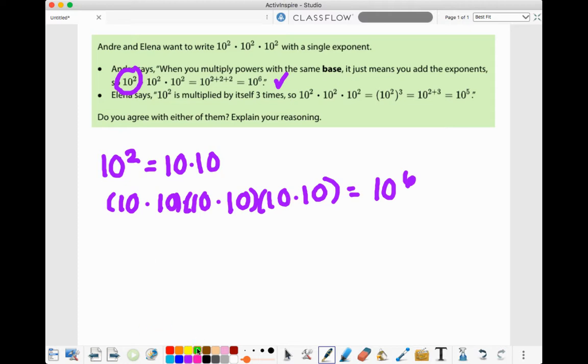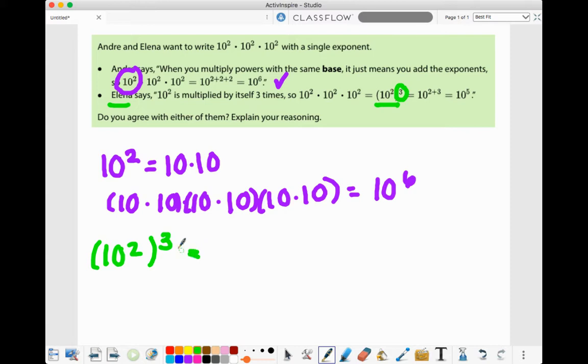But now let's consider what Elena said. So Elena said that we have 10 squared multiplied by itself 3 times. And so since it was 3 times, then we put it to the power of 3. If you remember from our launch and our last activity, we know that Elena is correct with this step. If we have something multiplied 3 times, we can put it to the power of 3. So 10 squared to the power of 3 is correct.